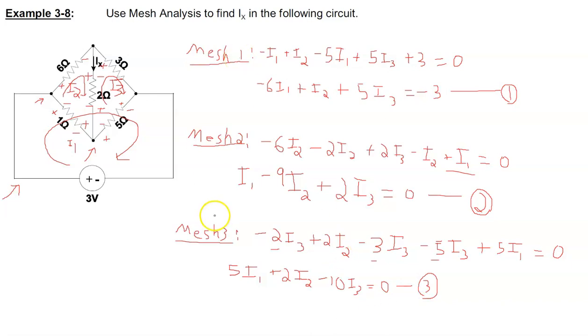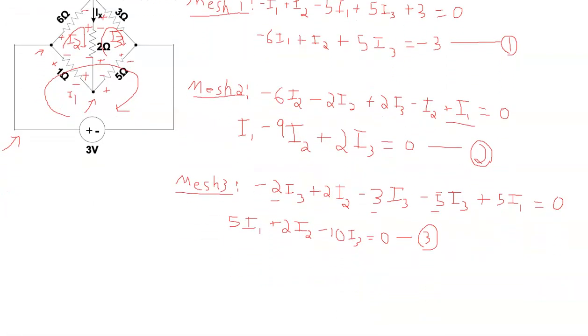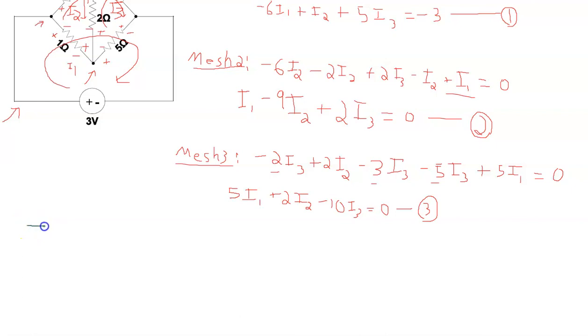Now, next up is our solution to that. And so you'll notice that substitution for this one could be a bit of work because all equations 1, 2, and 3 got all 3 variables in them. And so if we resort to our calculator solution, what we want to do here is say that we have our matrix of coefficients: -6, 1, and 5. We have 1, -9, and 2. We have 5, 2, -10.